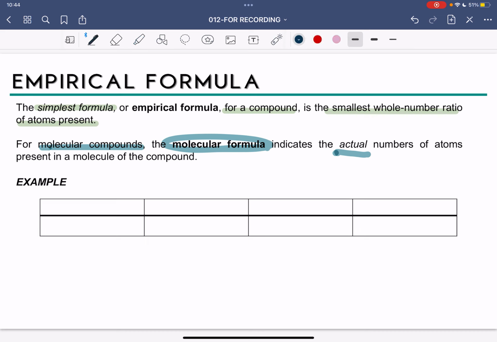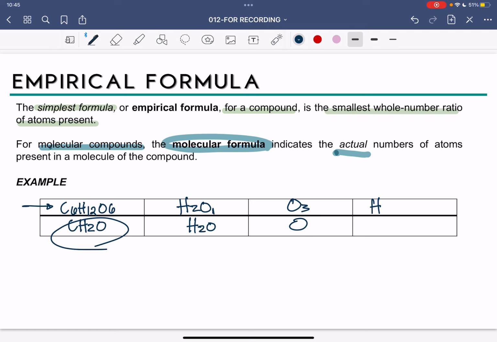For example, we have glucose, C6H12O6. The empirical formula will be CH2O. You divide all subscripts by 6 para makuha na ang lowest. For another example, we have H2O. Ang H2O, dili naman na siya ma-lowest term, kaya this is 1 right here. Mao naman ang smallest na value. 1 divided by 1 is still 1. 2 divided by 1 is still 1. So H2O, parehas lang siya. Ang O3, empirical formula niya is O lang.